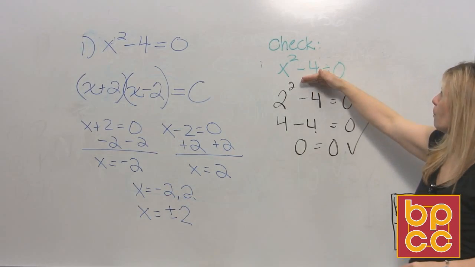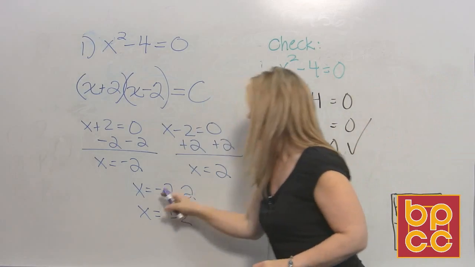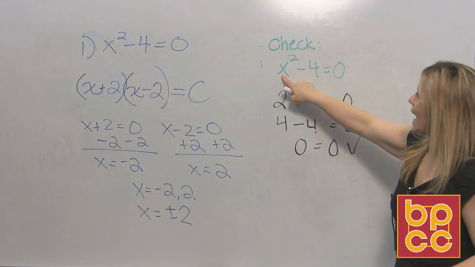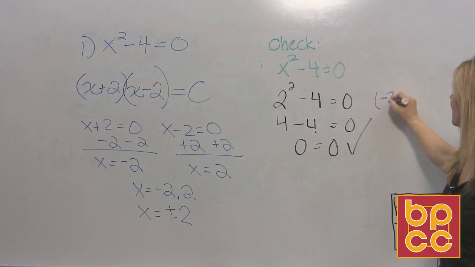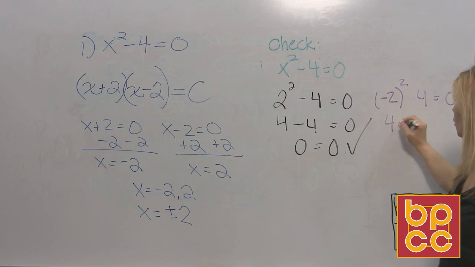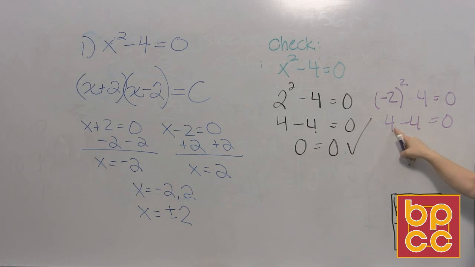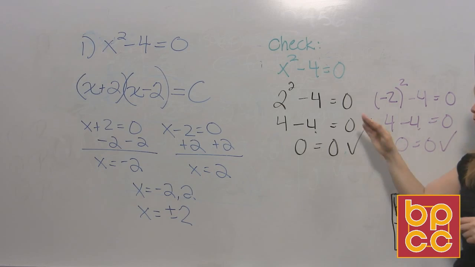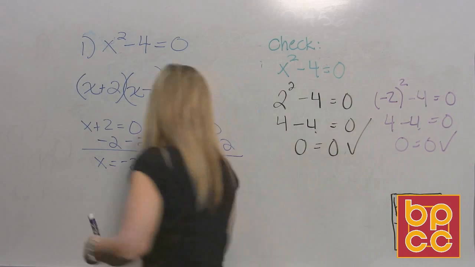So again, we go back to the original, and now we're going to check the negative 2. So instead of writing x squared, we're going to write negative 2 squared. And remember, from way back in our first couple of modules, you've got to put that in parentheses to show you're doing the whole thing. Minus 4 equals 0. Negative 2, if you square it, is negative 2 times negative 2, which is positive 4. 4 minus 4 is 0, and 0 equals 0. It checks. So because they both check, they are both the right answer.